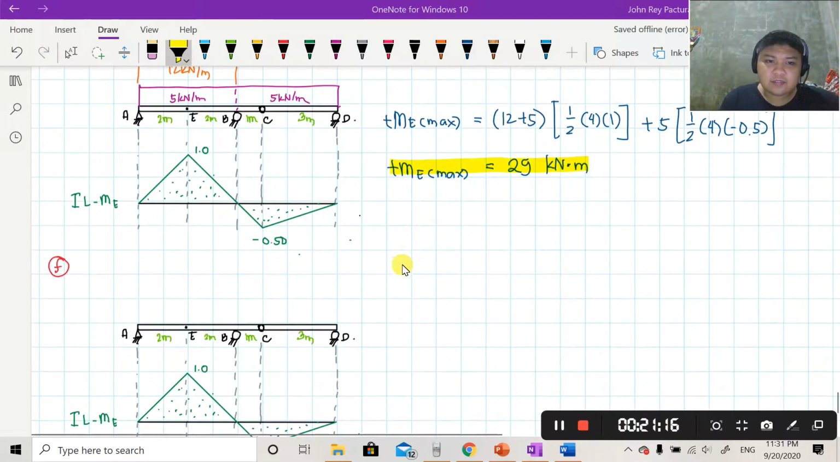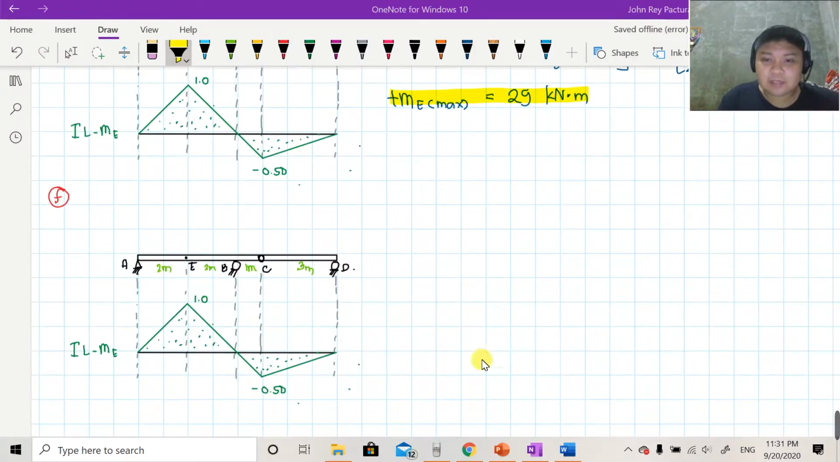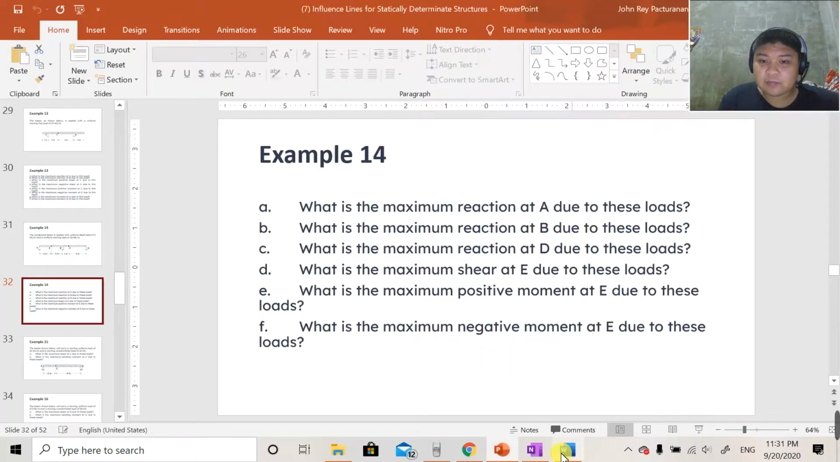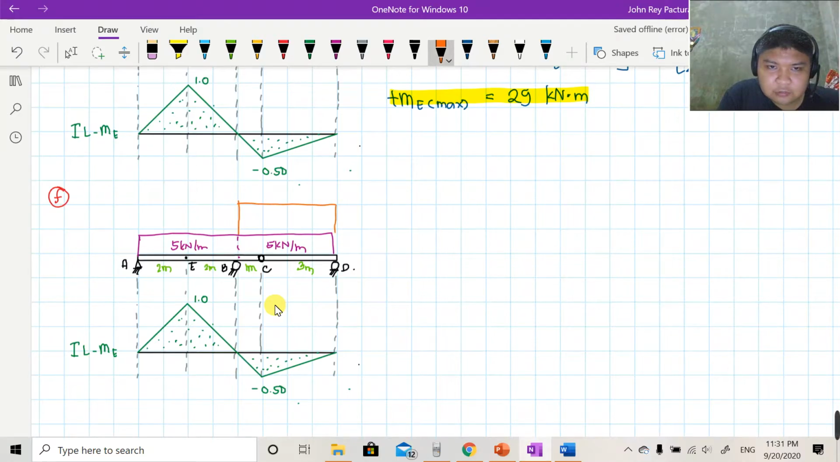So lastly for the maximum negative moment at E, kasi 'di ba yun yung tanong, what is the maximum negative moment at E? So all you need to do is the same thing kanina, kaya lang syempre sa negative portion na. So hatiin natin. So this will be 5 kilonewton per meter, 5 kilonewton per meter. Tapos lagay natin dito class yung 12 kilonewton per meter dahil negative moment na yung pinag-uusapan natin. So this is the negative moment nga or negative area.